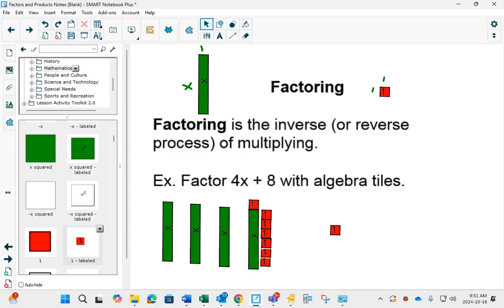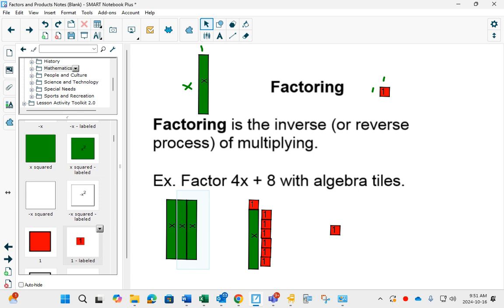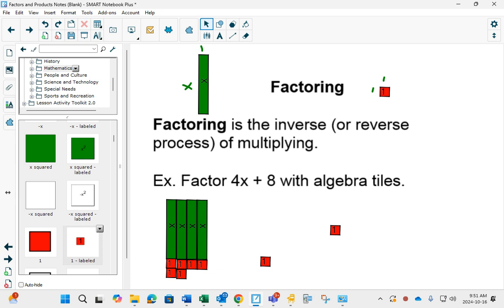So what we want to see is, can we rearrange these x tiles? The only places I can put x's is touching another side that's x, so I'll have to put all 4 of these together. And the only places I can put the 1's would be touching a side that has 1. So I'll put 4 of them there, and 4 of them there. And that makes a perfect rectangle.